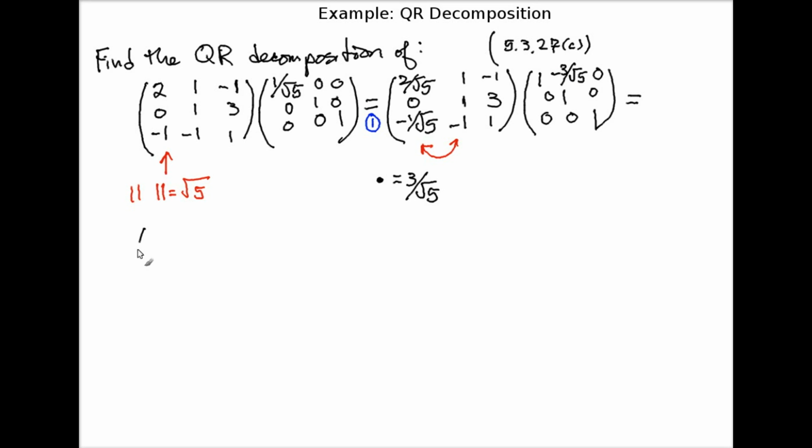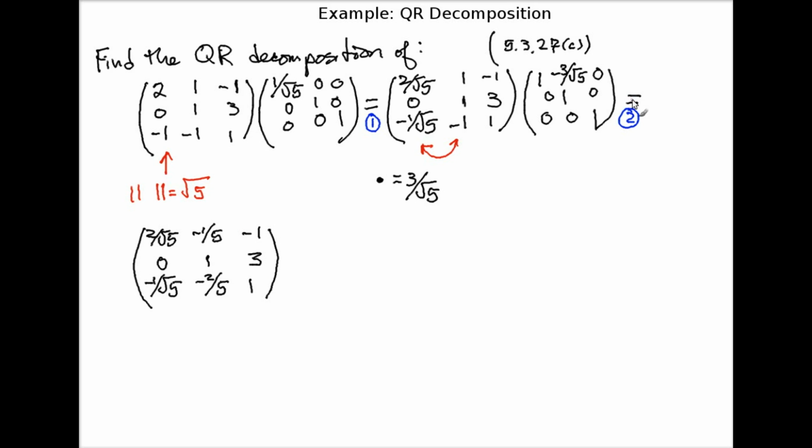Okay, so when you do that calculation, the first column doesn't change, and the second column becomes, if you work it out, minus 1/5, 1, minus 2/5, and the third column doesn't change, you get minus 1, 3, 1. Okay, so that's step 2.